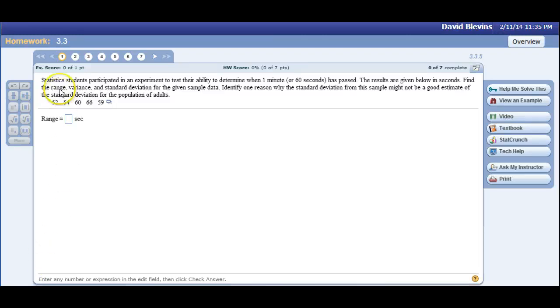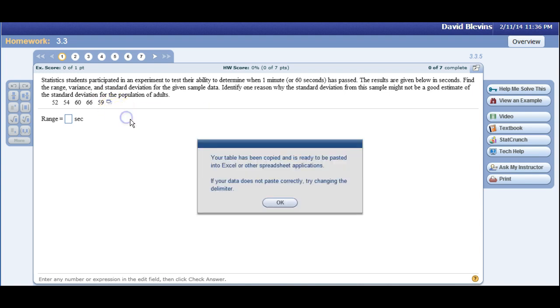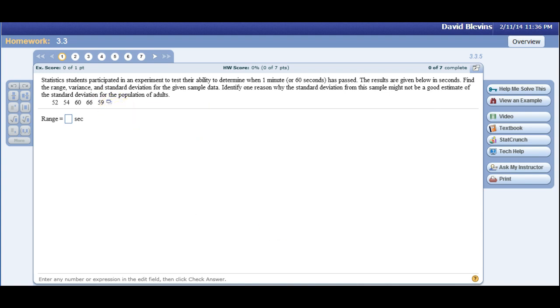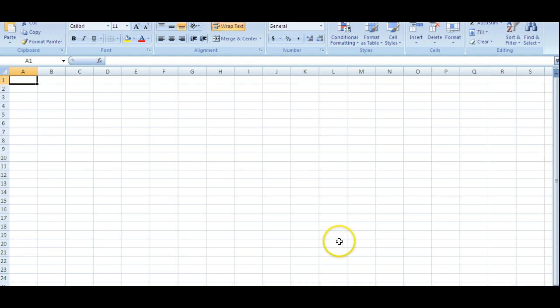Blevins. I just want to show you really quick, this is your 3.3 homework set, and I just want to show you how you can make use of Excel and really get through this homework set pretty quickly. Now, anytime that you have the clickable copy button on your data set, I would make use of it, okay? I'm going to click it and just go ahead and copy this to the clipboard. Open up Excel and paste it in there.